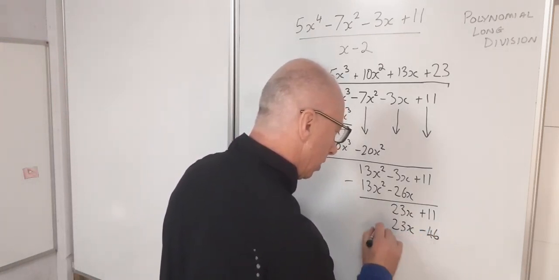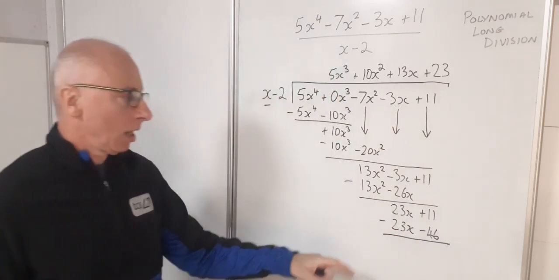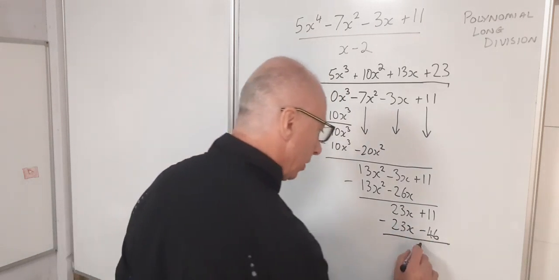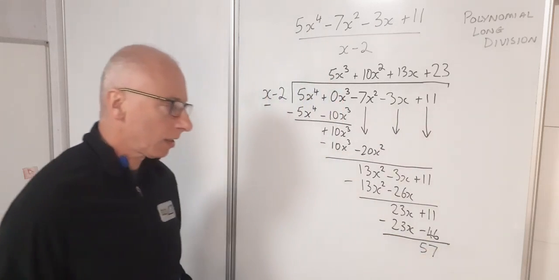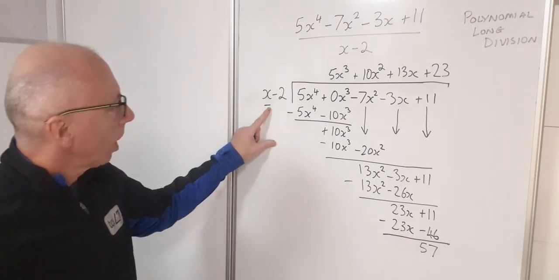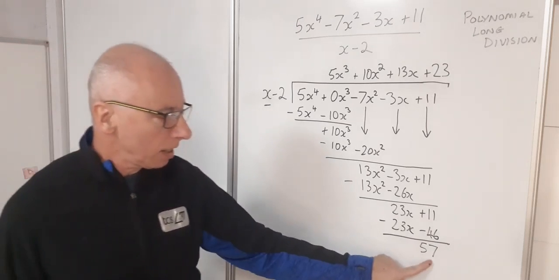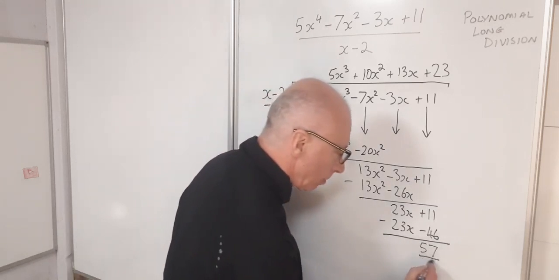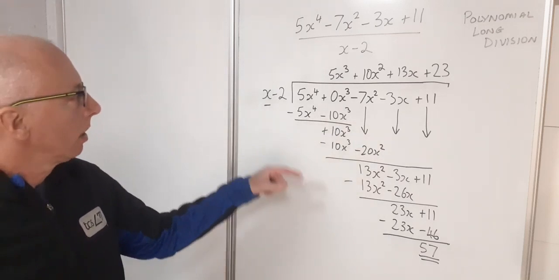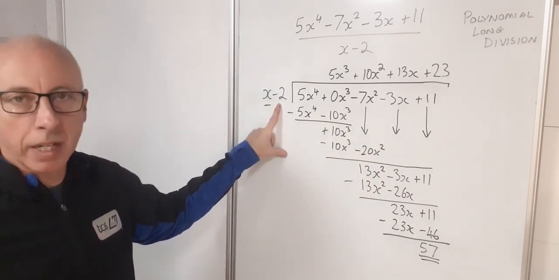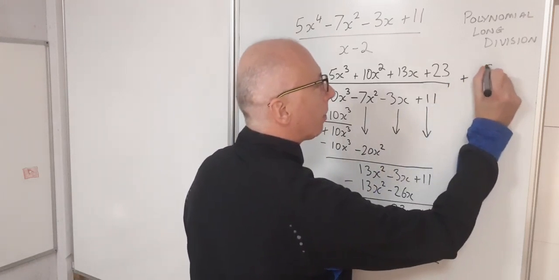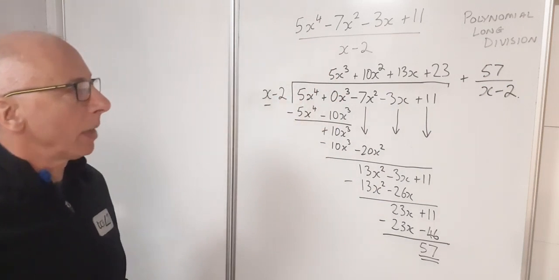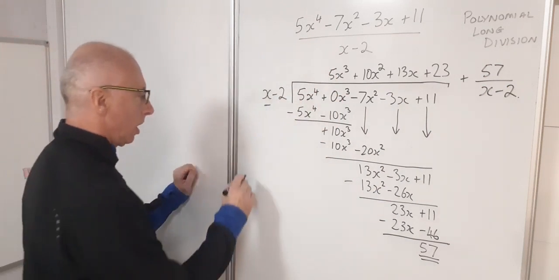So that's minus 46. The usual business: subtract. That one will disappear. Now 11 minus 46 gives me 57, so it becomes 11 plus 46. Now 57 won't go into x, so this is my remainder. When we did normal long division with numbers, we had a remainder. So this here is my remainder. Now the remainder I divide by my initial denominator, so I can add 57 over x minus 2. And that's my remainder.